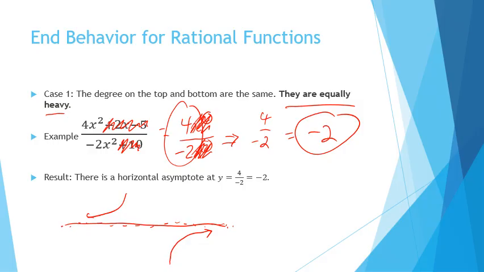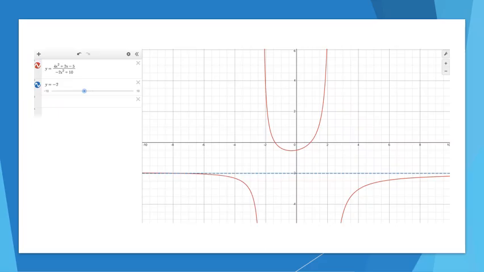Right? So let's take a look at the actual graph. This is the actual graph of that function there. And as we see, we have the line y equals negative 2. This is going to be our horizontal asymptote. And we'll learn what that means right now.